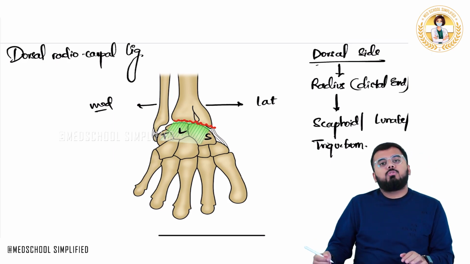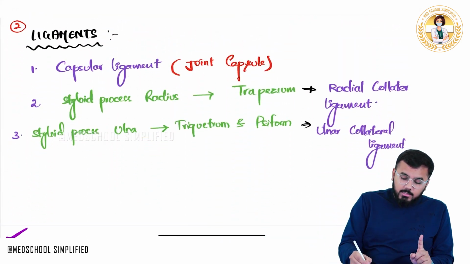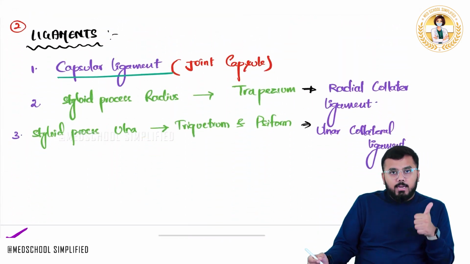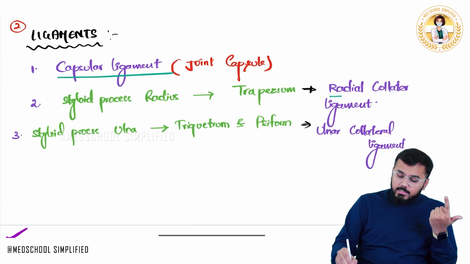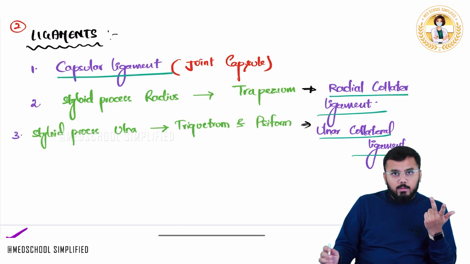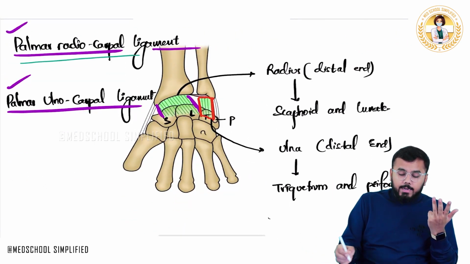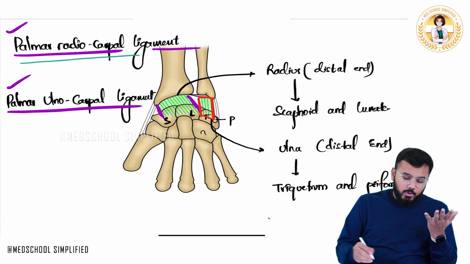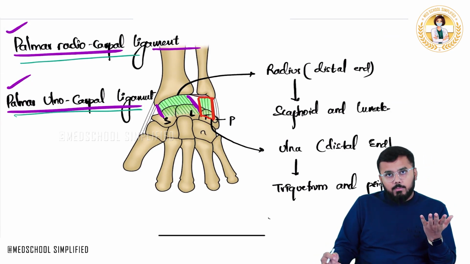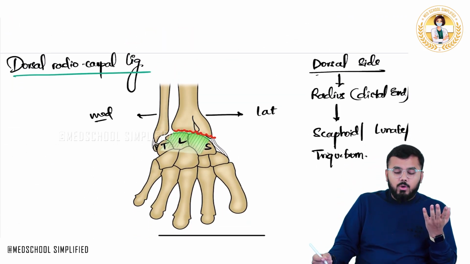So how many ligaments do we have in total? So far we have discussed the first important ligament is the capsular ligament. Next important ligament is the radial collateral ligament. Third important ligament is the ulnar collateral ligament. Fourth important ligament is the palmar radiocarpal ligament. Fifth important one is the palmar ulnocarpal ligament. And finally, we have got the dorsal radiocarpal ligament.